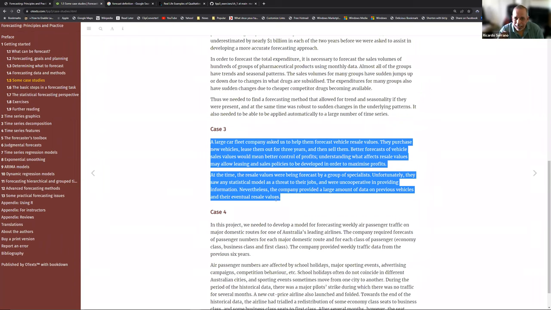Then, at the time, the resale values were being forecasted by a group of specialists. Unfortunately, they saw any statistical model as a threat to their jobs, okay? And were uncooperative in providing information. This doesn't happen, right? Aha, there you go. Real world scenarios. Nevertheless, the company provided a large amount of data on previous vehicles and their eventual resale values.